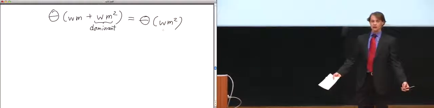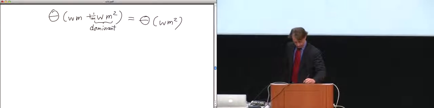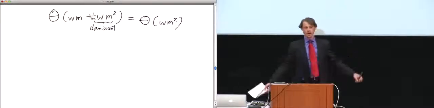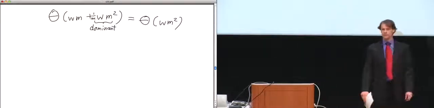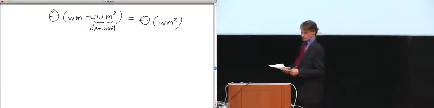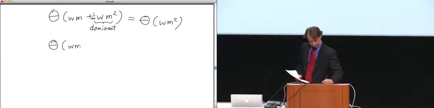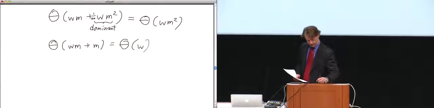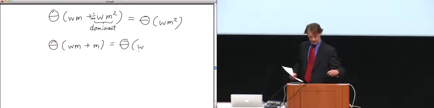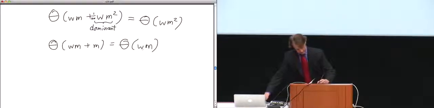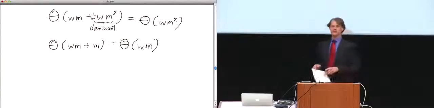Because as long as m is greater than or equal to 1, that second term is bigger than that first term. And that would still be true even if this was like 1 over 100 here. That would still be the dominant term because the constants don't matter. And likewise, if you have something like Wm plus m, then once again, the m term does not dominate, and the Wm term does dominate.